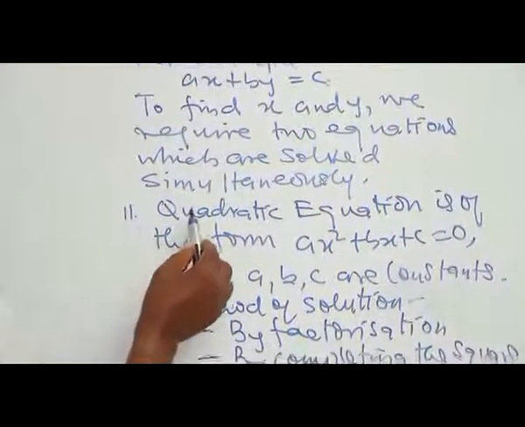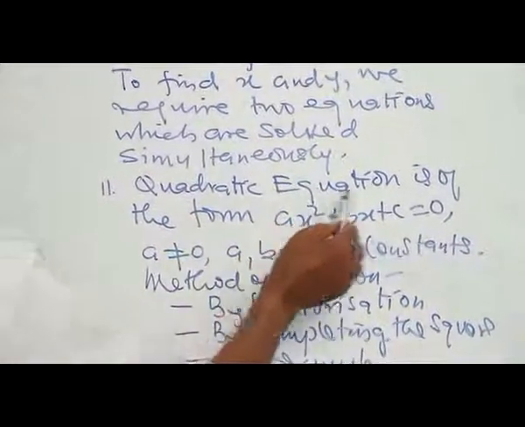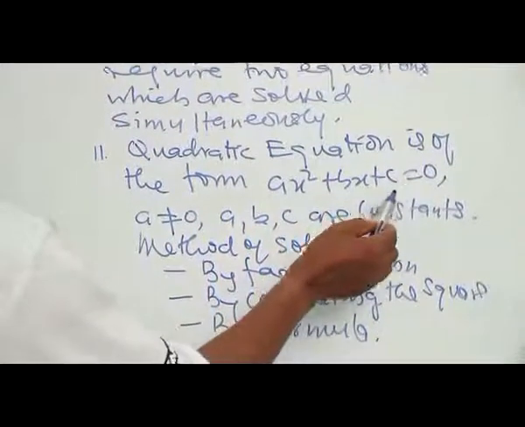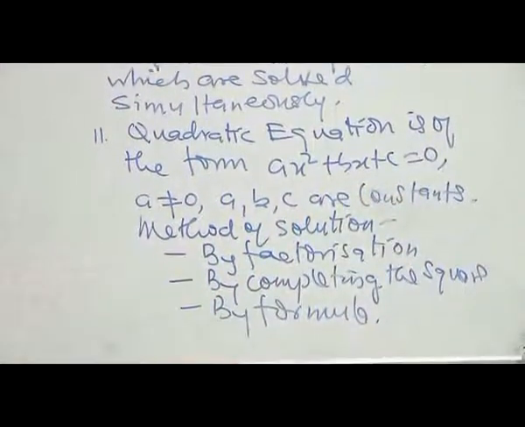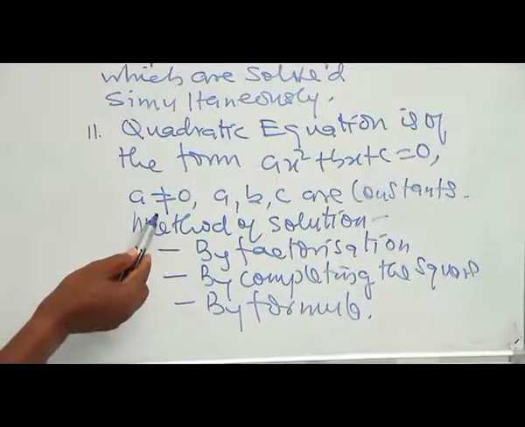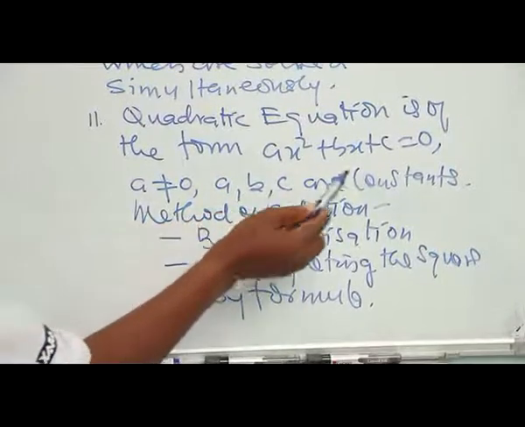Number two, we will also look at quadratic equations. A quadratic equation is of the form ax squared plus bx plus c equal to 0, where a is not equal to 0, because if a is equal to 0, it becomes a linear equation. a, b, c are constants.